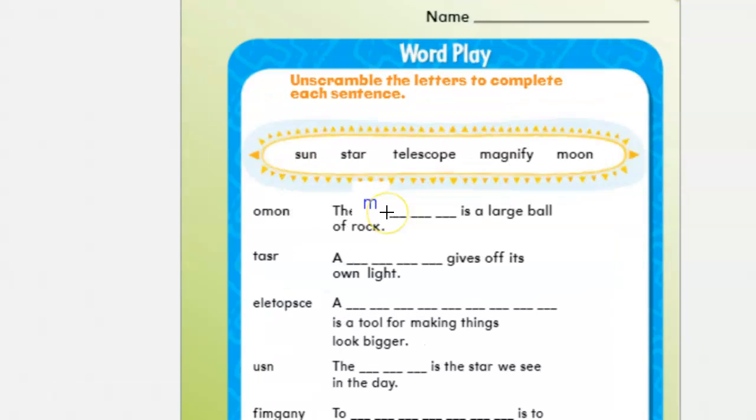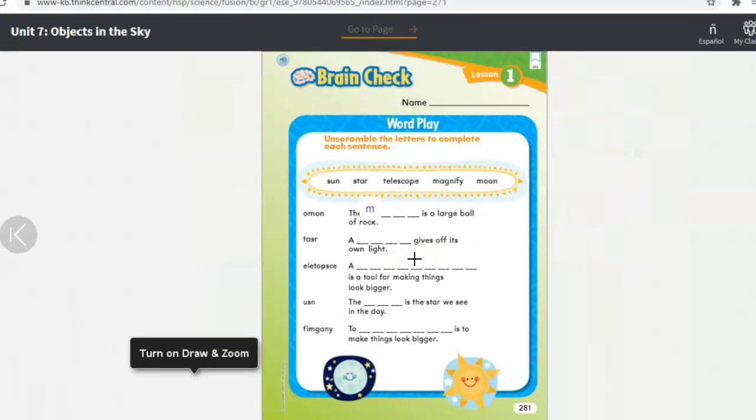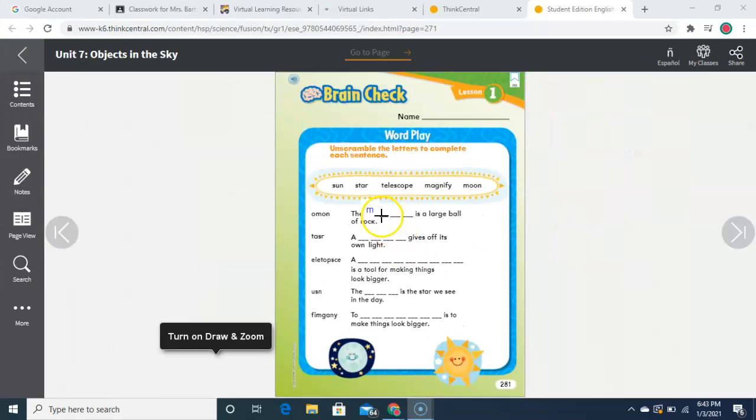You know what? I'm just going to type mine like I normally would. Because that's going to take forever if I try to do it letter by letter. Moon goes on that first one. And the next one says a blank gives off its own light. And if we unscramble this right here, it should say star.